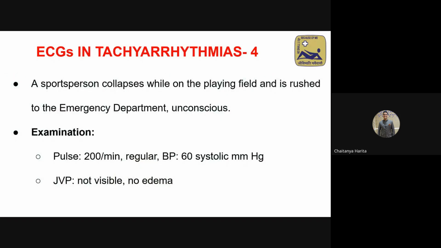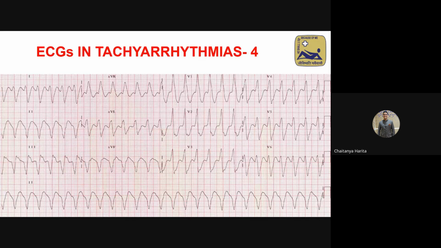Last ECG for this particular session, on tachyarrhythmias: a sports person collapses on the playing field. He is rushed to the emergency department unconscious, pulse of 200, regular, 60 systolic blood pressure, can't see JVP, no edema. This is your ECG. The calibration is maybe not mentioned, or it is there. Assume the calibration is normal.